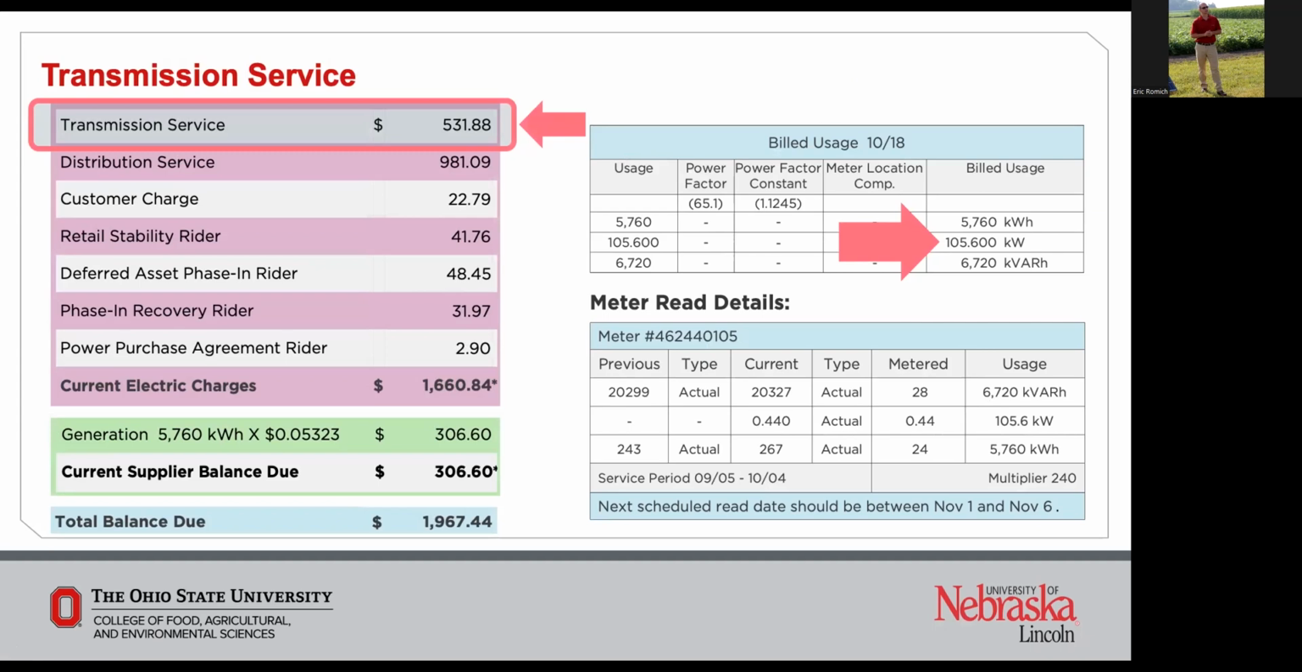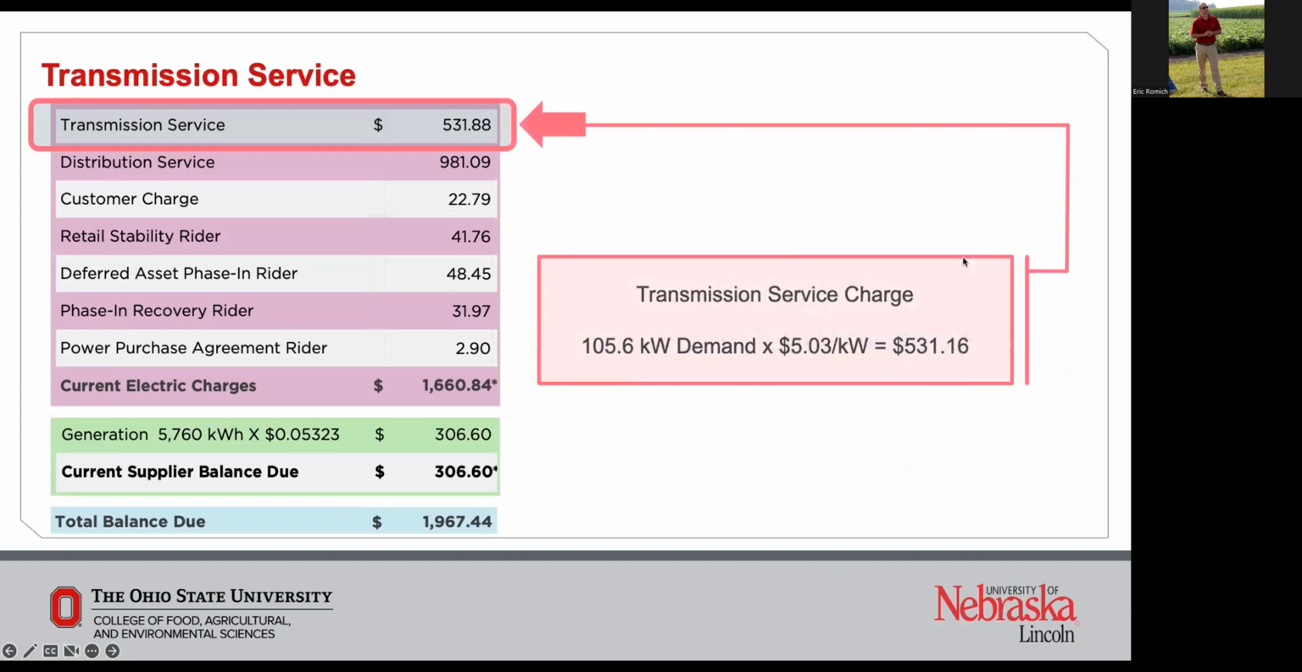Now, if we look at our bill, this was off the actual bill. You could see here their metered peak demand for this billing cycle was 105.6 kW. So doing that simple math, 105.6 times $5.03 per kW, you can start to see where that transmission demand charge came from.